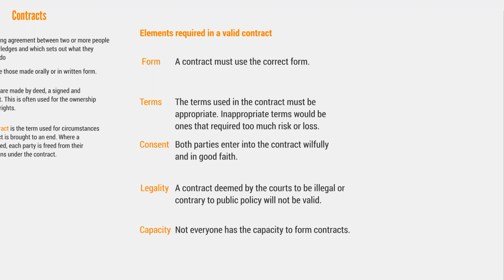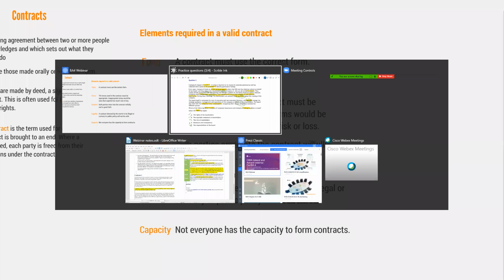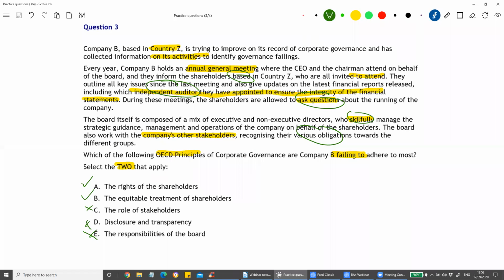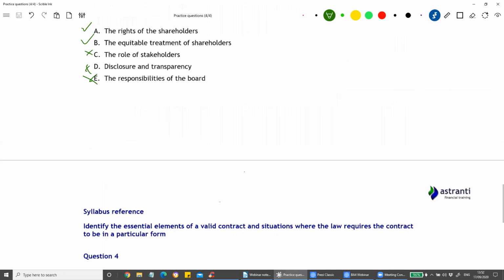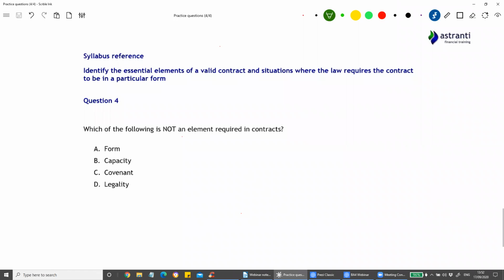Okay, so there is contracts done very quickly, and what we're going to do now is switch back over to our questions, and you'll be relieved to know that I've chosen an easier question for our last one. So this would be the ones that I spoke about doing on your first pass, doing quickly. So we can see the syllabus reference: identify the essential elements of a valid contract, and situations where the law requires the contract to be in a particular form. So if I just get my pointer out again, there we go. So we can see that our answer was about identifying the essential elements of a valid contract. Well, we've just done that, haven't we?